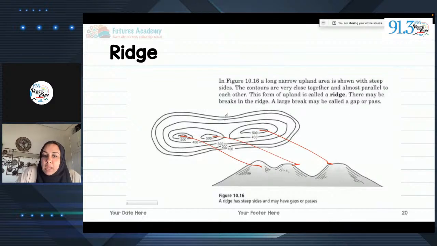Now, in between those two hills, this area here, we call a saddle or a port or a gap, or another word would be a pass. So it's an area that is found between two very steep hills, but still in a wedge, right?